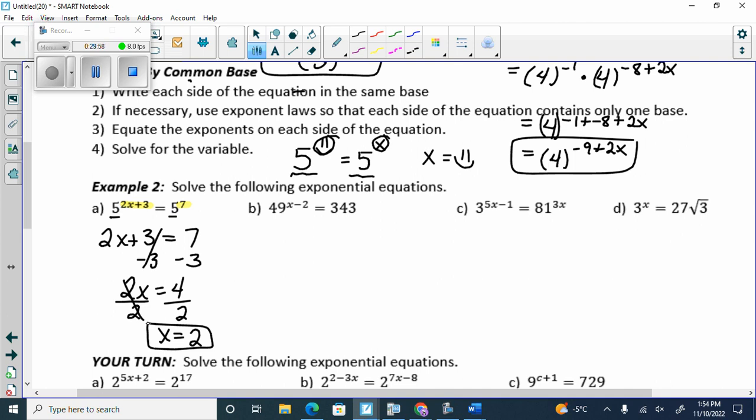The next one, what base can I make them both be? 49 and 343. Anyone have any idea? The 49 should ring a bell. What's something that can be squared? Yeah. So 49 is 7 squared, to the x minus 2. 343 has to also be base 7 then. 7 to what exponent? Type it in your calculator. 7 to the 2, 7 to the 3, 7 to the 4, 7 to the 5. 7 to the what is 343? 7 to what exponent is 343?